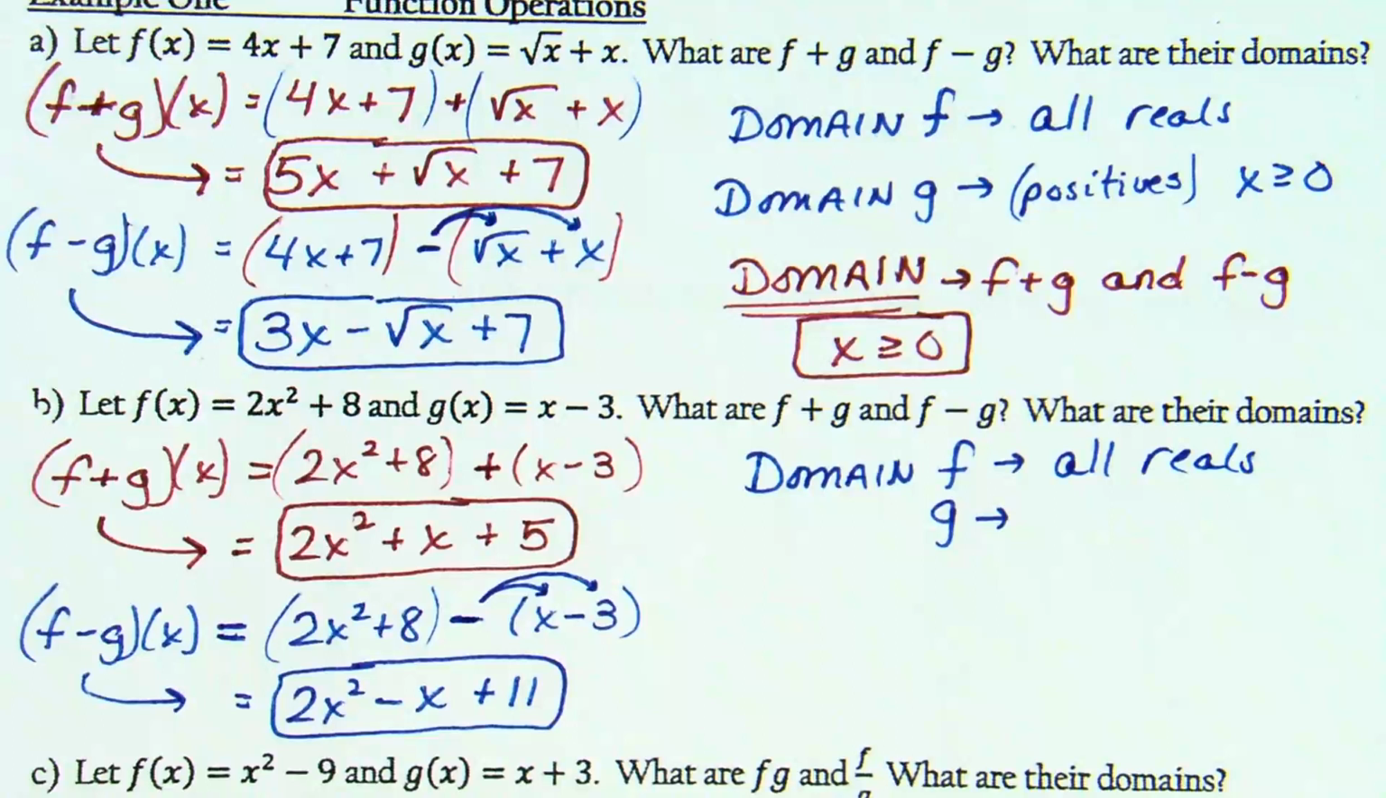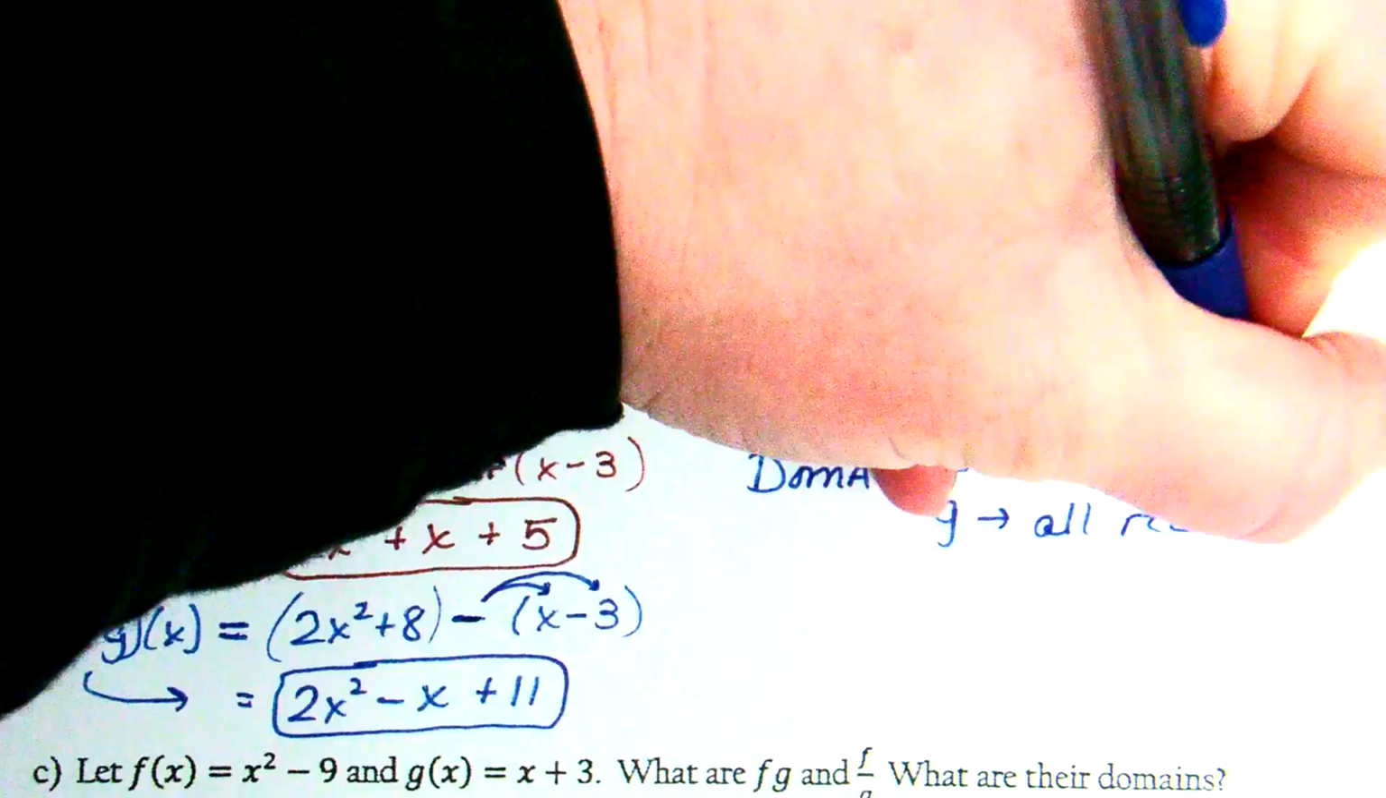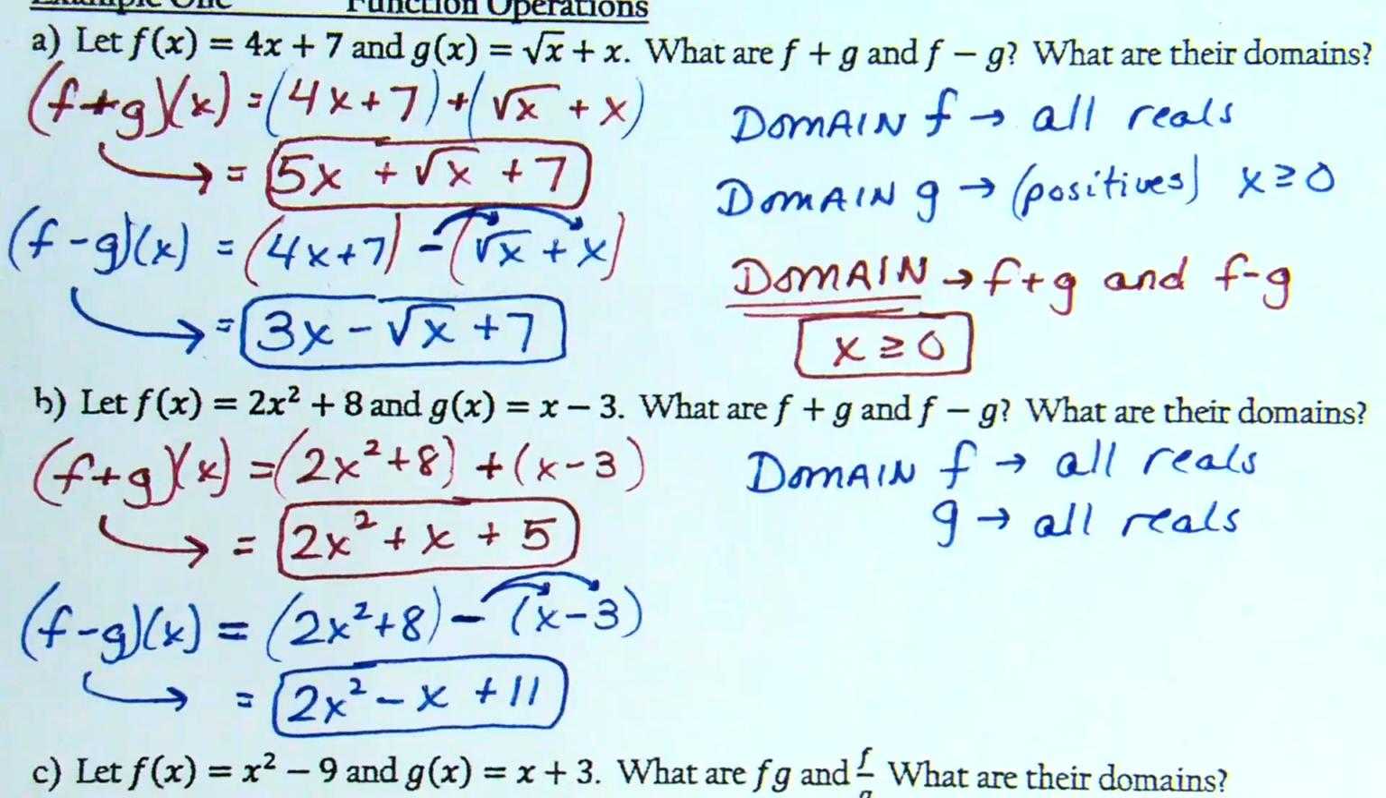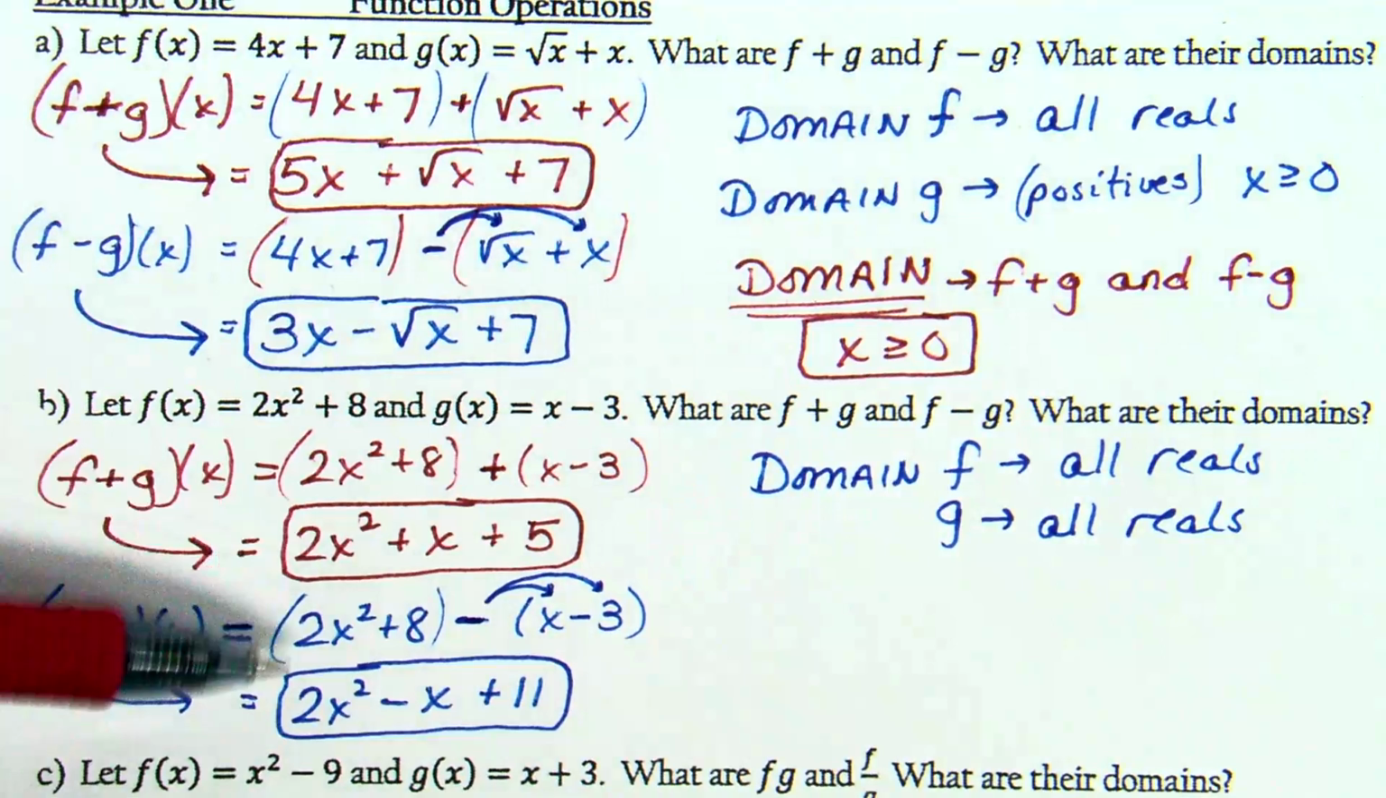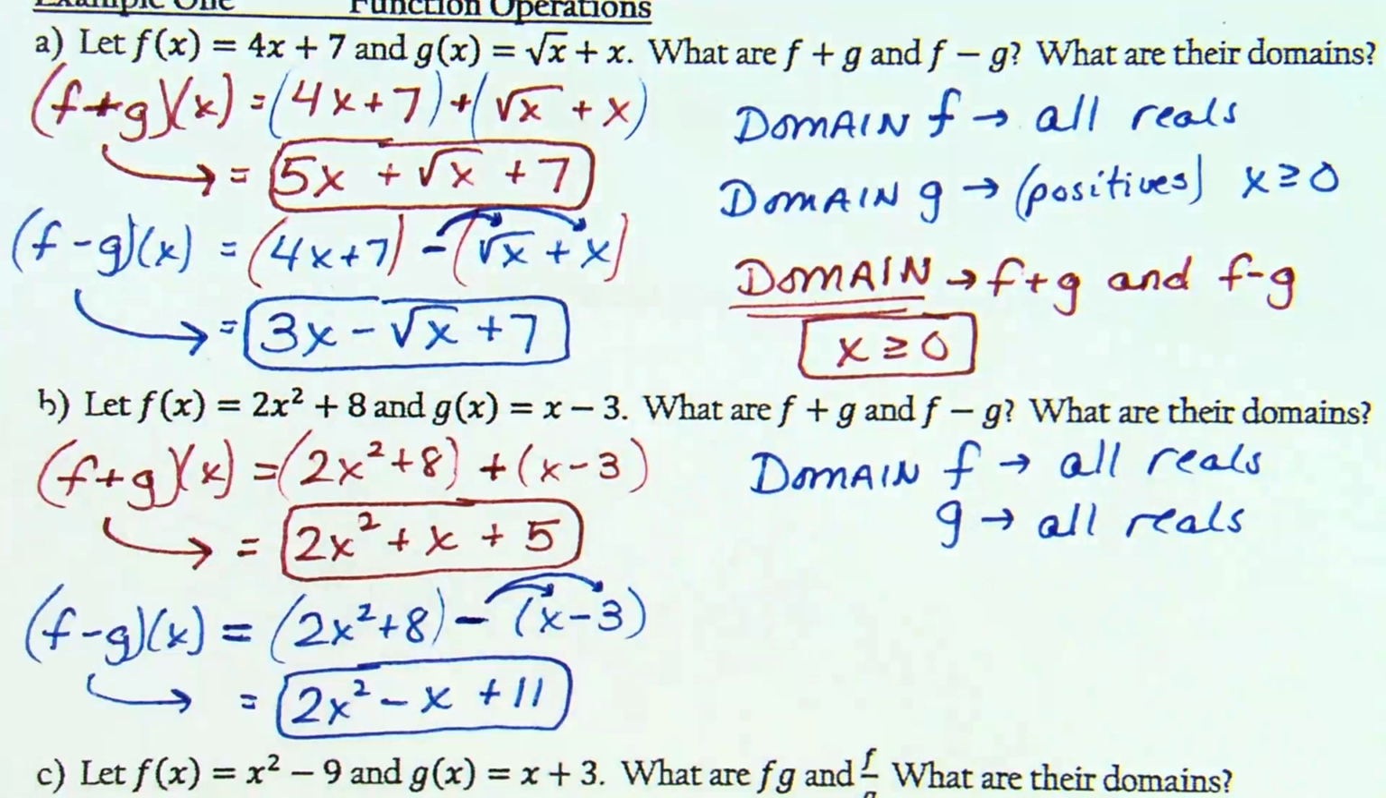What about g? Are there any type of numbers you can't put in? You can take any number you want and subtract 3. So g is all reals. So if f is all reals and g is all reals, do I have anything in f plus g or f minus g that would make me change that? No. Okay.